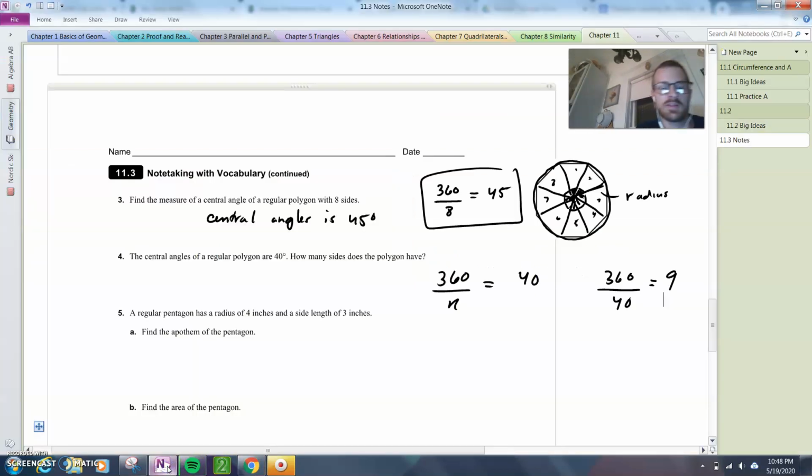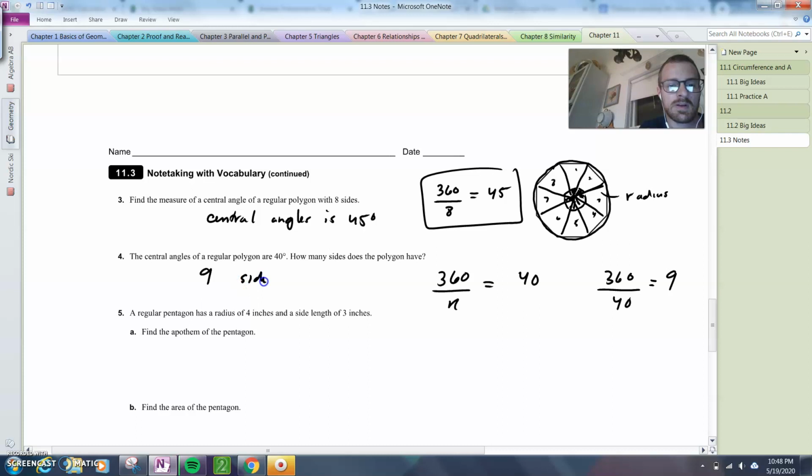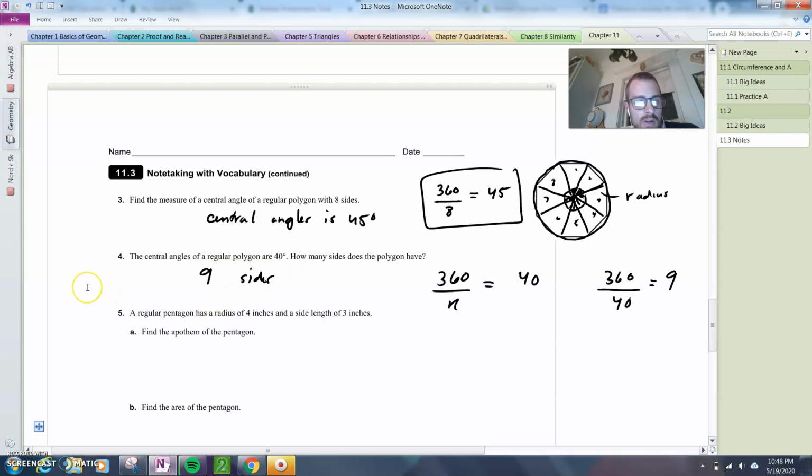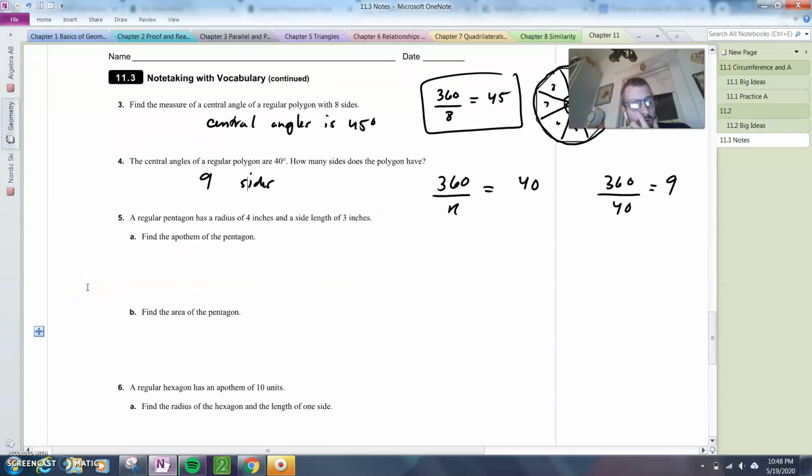So yeah, just 9 sides. Each one of those central angles is 40. That all adds up to 360. Okay. A regular pentagon has a radius of 4 inches and side length of 3 inches.